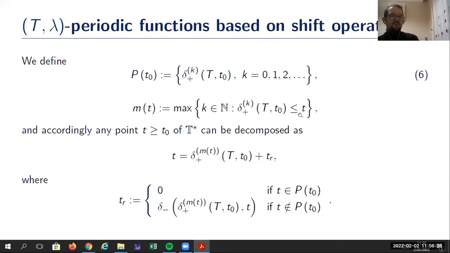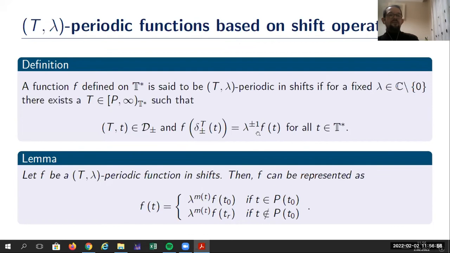And any member of time scale can be decomposed in this form. If T belongs to PT0, TR means zero, you reached your original point by using the period of time scale. Otherwise, TR is formulated in this form. Now, T lambda periodic function is given as follows. We have forward and backward shift operator by the period T, and we have lambda 2 plus minus 1 f of T.